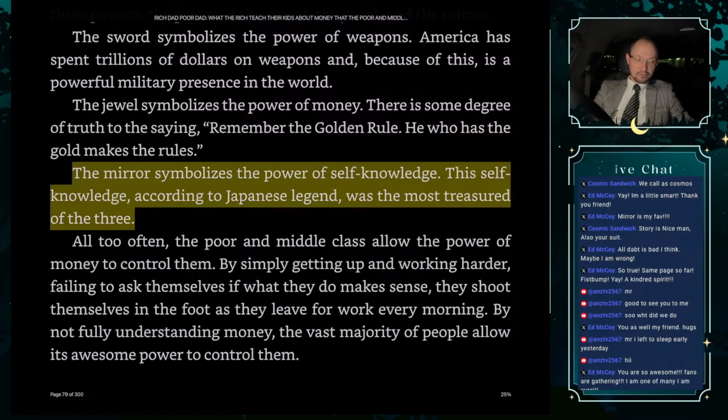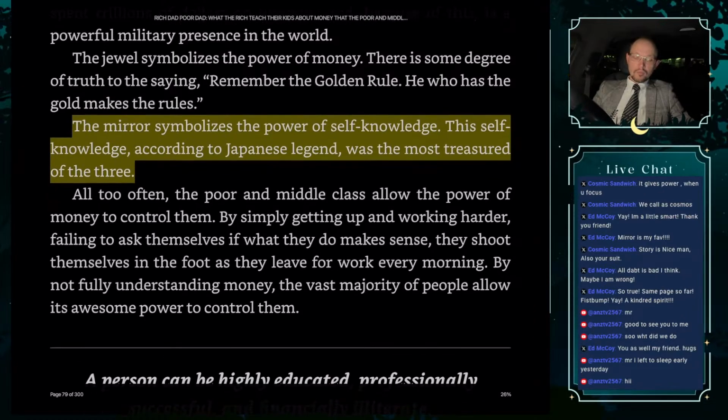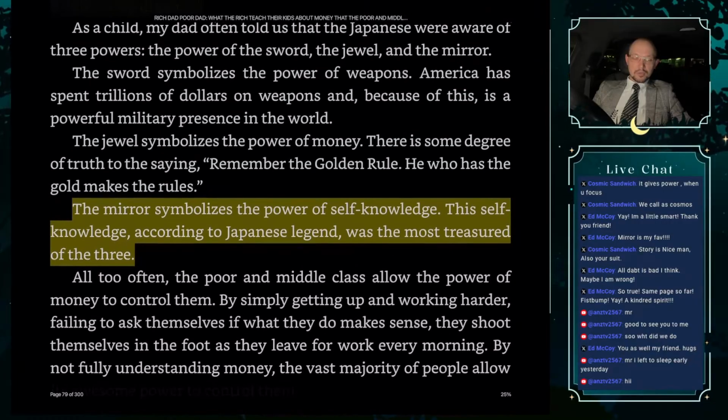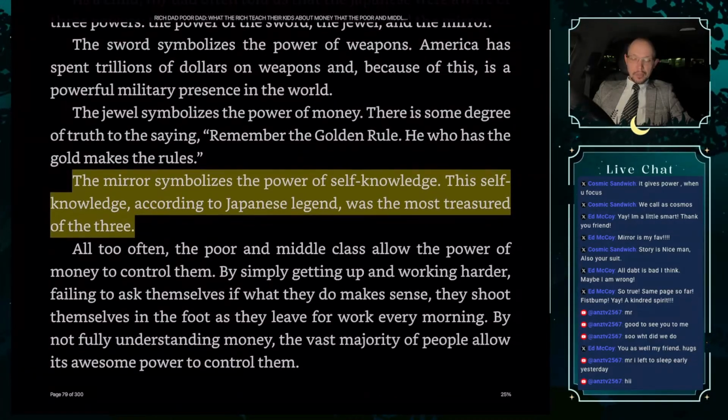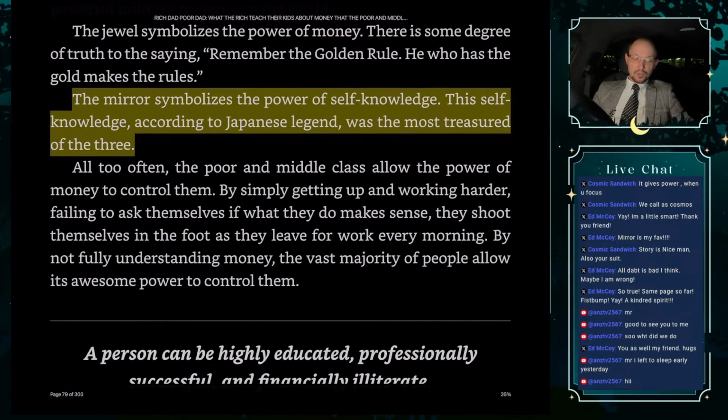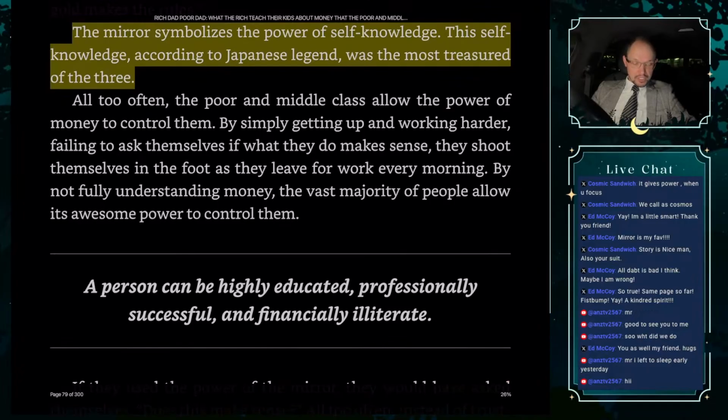Let me highlight the mirror, because I think everything else is downstream. So the mirror, in my view, is the most powerful. From the mirror, which means your mindset, your understanding of yourself, trickles down the jewel, which is the power of money. And obviously, from the power of money trickles down the power of the sword. So what we need to do is to aim for the highest one.